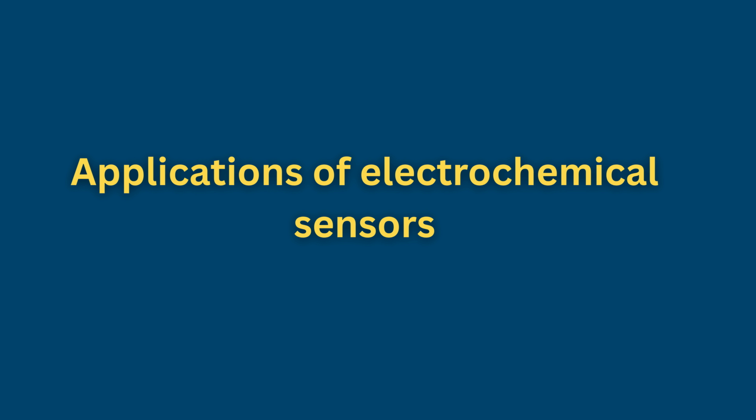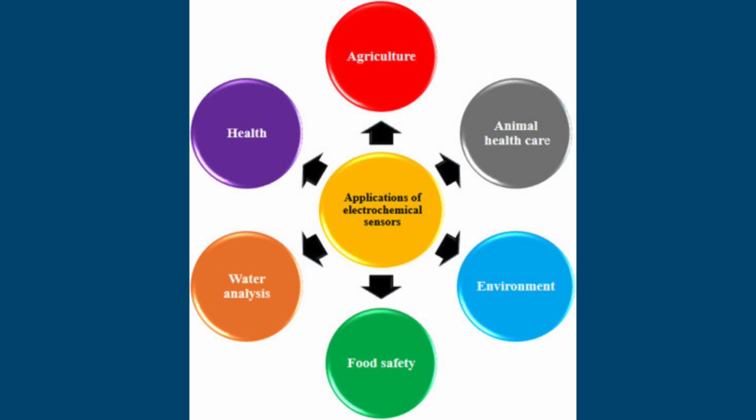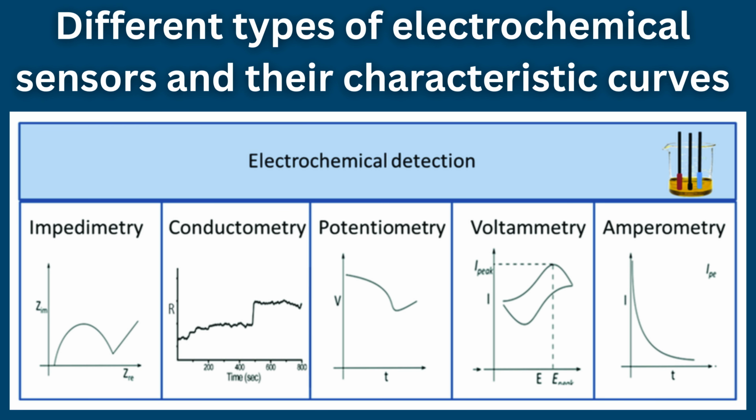Applications of electrochemical sensors. The application scope of electrochemical sensors spans environmental, biomedical, industrial, and pharmaceutical domains. Their popularity is driven by inherent advantages such as low detection limits, rapid response, operational simplicity, and compatibility with miniaturization.